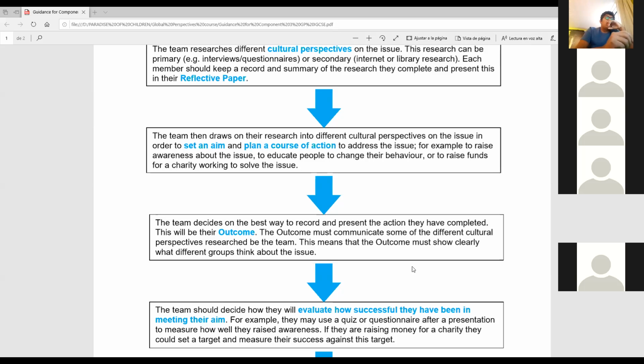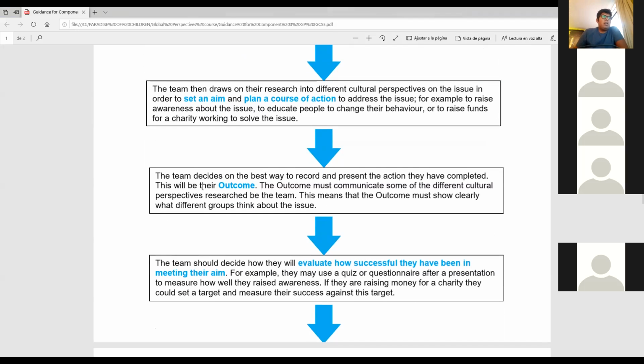Now, to finish your outcome and the explanation paper, it is very important for you to know this. Okay, you're going to decide which is the best way to help or to record the course of action that you have selected. For example, if you do speeches, you're going to record the speeches and maybe take pictures or get an attendance list, or if you show slides in your speech, all of those things are the outcome, are what you're doing in order to help you achieve your objectives or your aims.